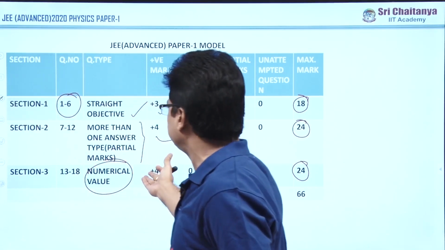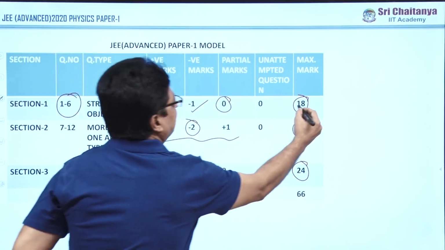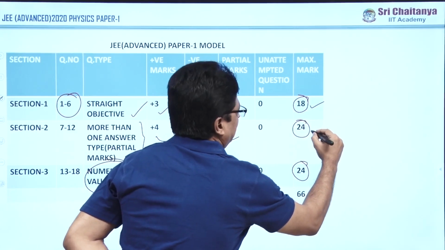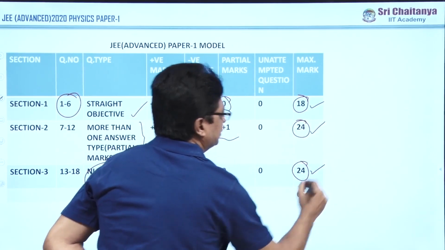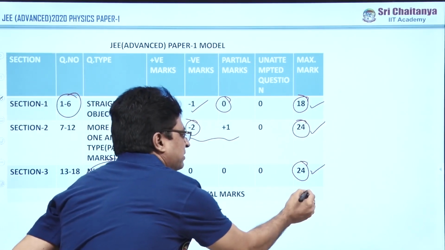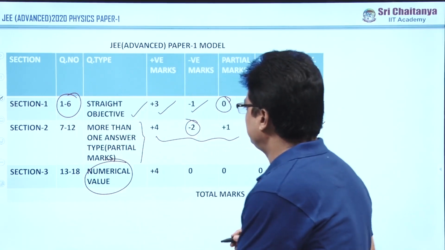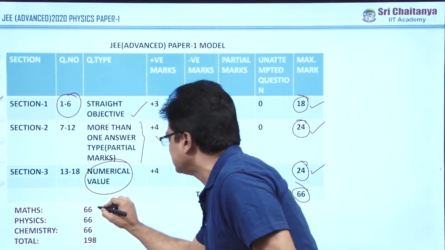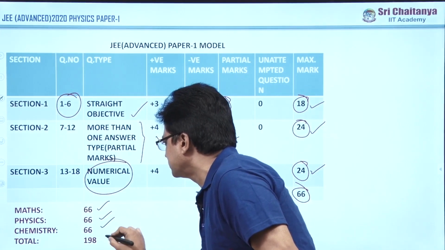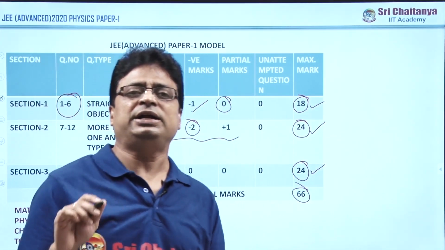And of course, Section 3 I already mentioned, that is the numerical value problem. The maximum mark for Section 1 is 18, Section 2 is 24, and Section 3 is 24. Altogether, every paper they have conducted the examination for 66. So mathematics is 66, and similarly Physics 66, Chemistry 66. Total, Paper 1 they have conducted the examination for 198.